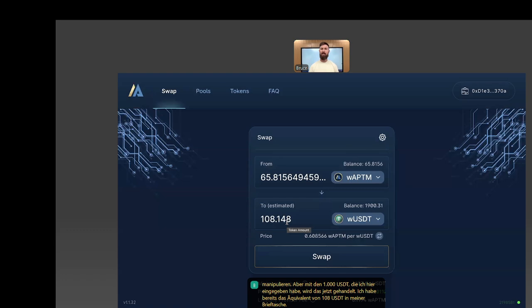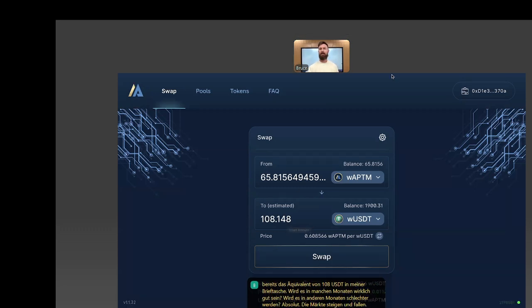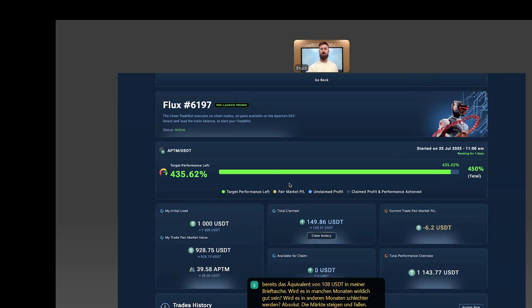Is it going to be really good on some months? Is it going to be worse on other months? Absolutely. Markets go up and down. This bot will continue to trade until it has hit its target performance goal. In other words, it might take 3 months to hit this goal. It might take 3 years to hit this goal. We have no control over the marketplace.